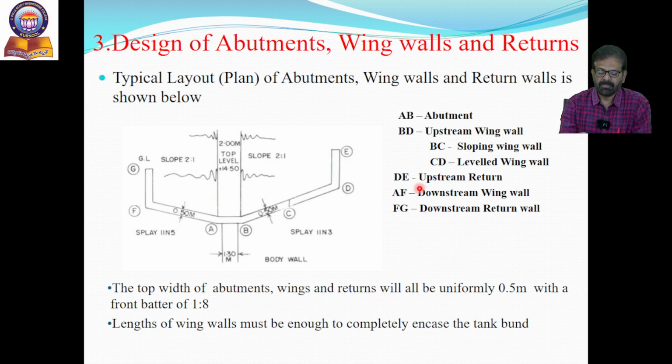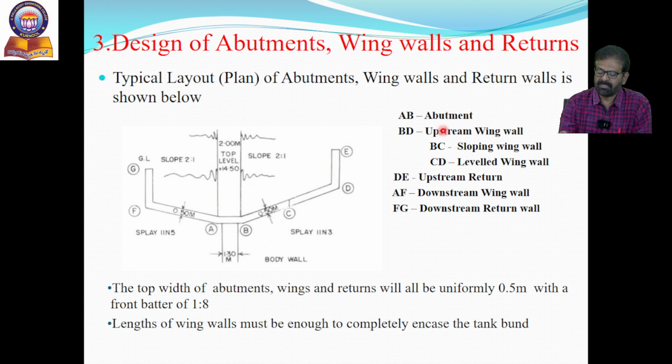So let us observe these component parts. With respect to this diagram, AB is the abutment. Where is AB? This is AB, perpendicular to the weir wall or body wall. Simultaneously, we have to observe the relative position, that is most important: where the abutments are to be provided, where the wing walls are, or where the returns are. In this simple figure, the entire components can be observed.